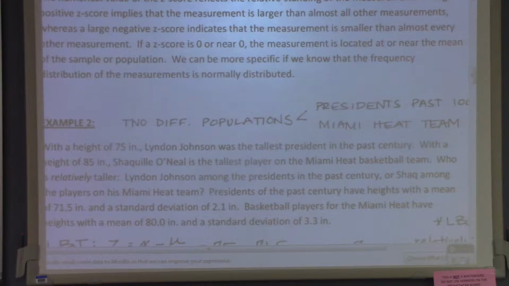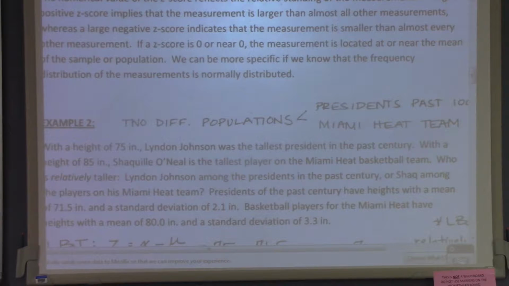Now, how do you ascertain that? Well, you compare them in one system. You convert each of their statistics into a z-score. The further that z-score is away from 0, the more ER it is. That's one of my little sayings. ER: taller, shorter, smarter, bigger, smaller, whatever the ER is. Most of the time. It depends on how the question is worded.